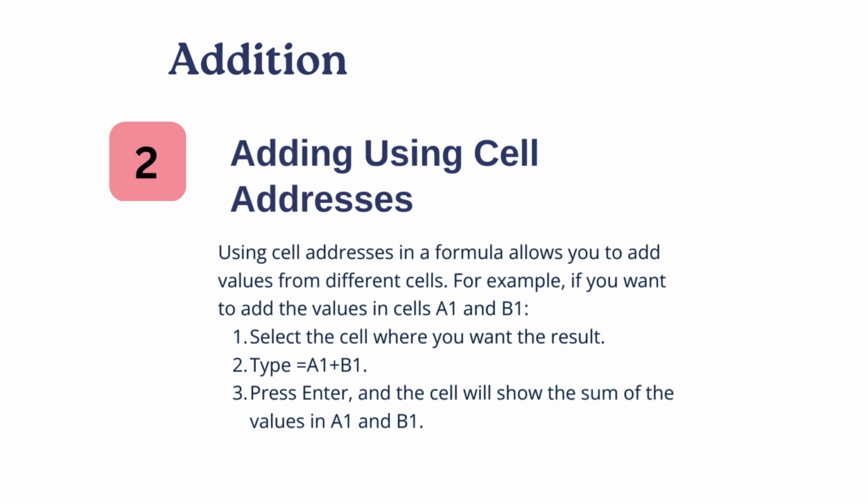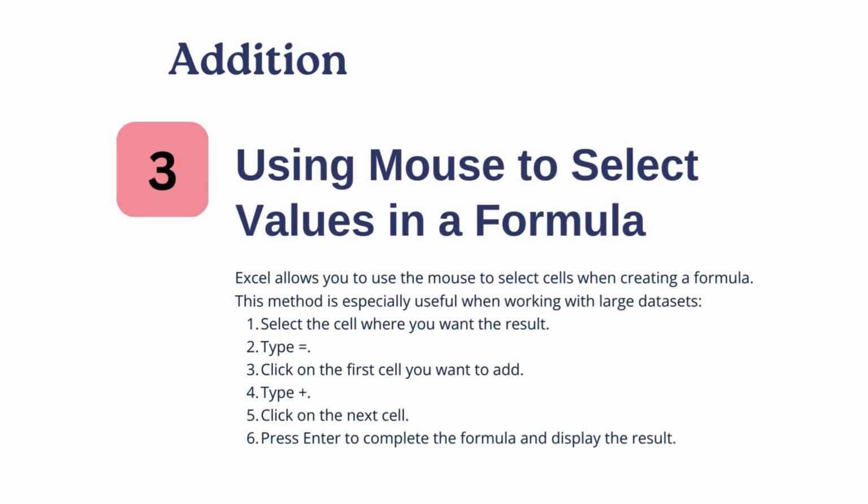Using mouse to select values in a formula. Excel allows you to use the mouse to select cells when creating a formula. This method is especially useful when working with large datasets. Select the cell where you want the result, type =, click on the first cell you want to add, type +, click on the next cell, press enter to complete the formula and display the result.